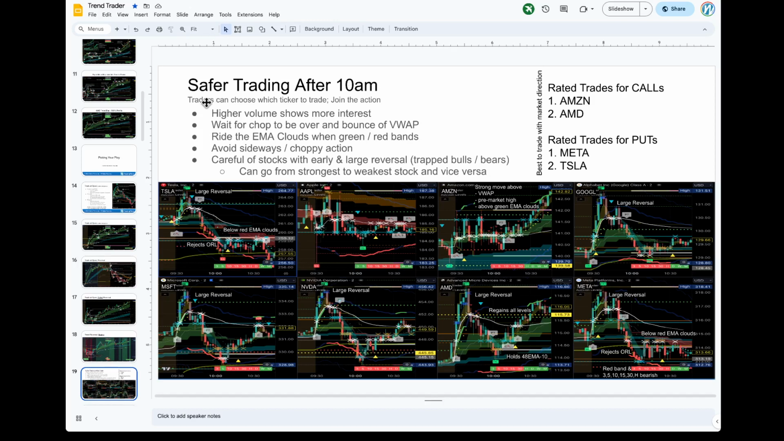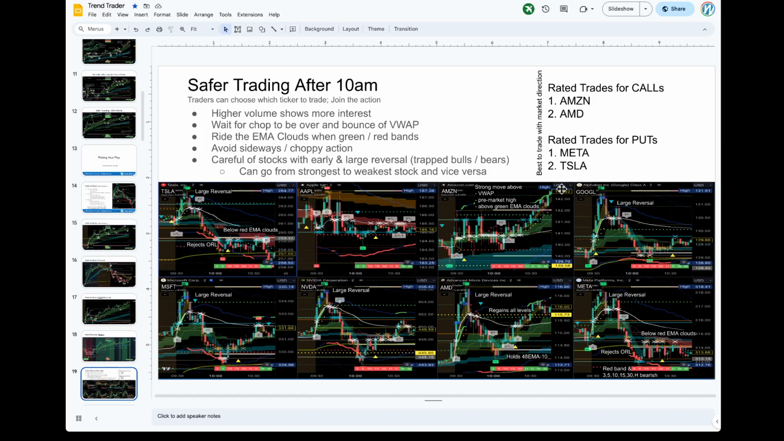It's safer to start trading after 10 a.m., because things happen very quickly at the open, and then your real trend kicks in at 10 a.m. When you look at your watch list, the sentiment background colors will show you. If every ticker is green, then obviously the market's moving up. If every ticker background color is red, then obviously it's a red day.